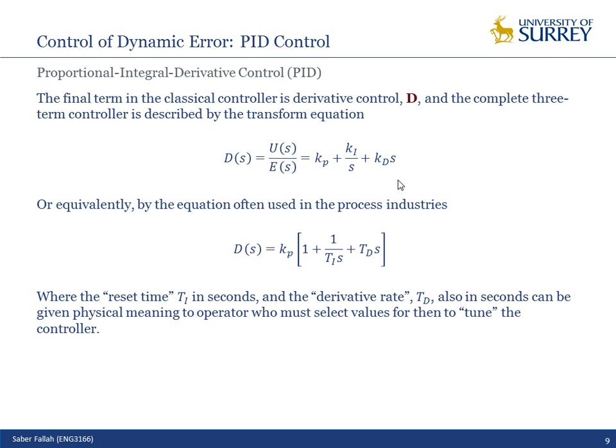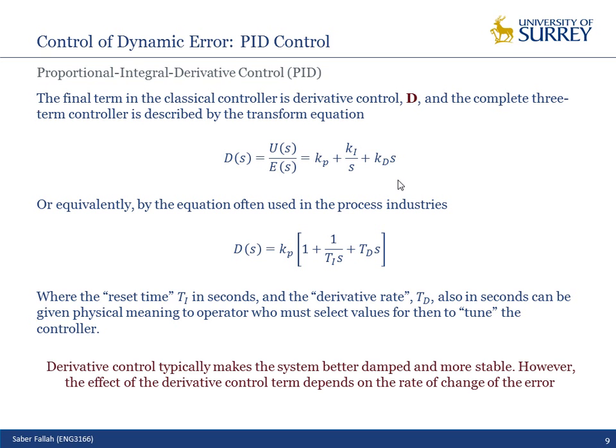So we have two drawbacks. First, it magnifies the noises of the sensor. Second, it has trouble with a high rate of change of the input signal. But with a small derivative gain, I can improve the overshoot and dynamic response of the system. Again, it shouldn't be too much compared to the integral and proportional gains. Derivative control typically makes the system better damped and more stable. However, the effect of the derivative term depends on the rate of change of the error and the sensor noise.